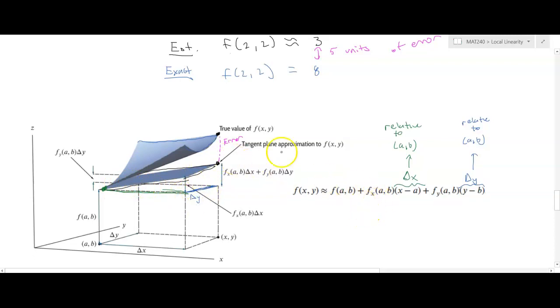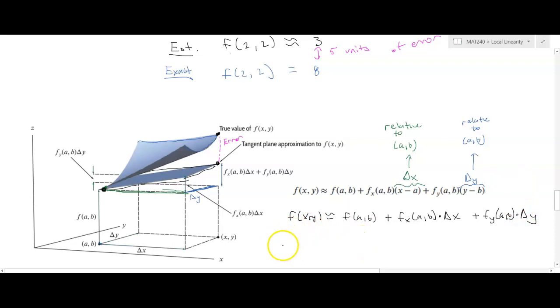So what I'm really doing is to compute f of x comma y. To estimate that, it's f of a comma b, the actual z value at the original point, plus the rate of change at that original point, multiplied by how far we go in the x direction, plus the rate of change in the y direction at our point of interest, multiplied by how much our change in y is.